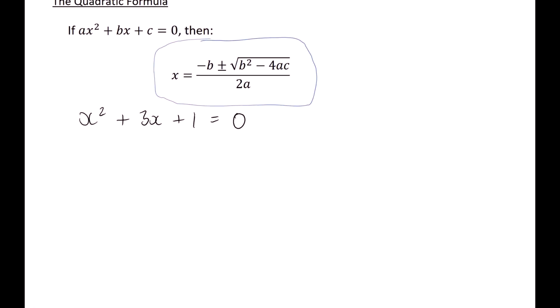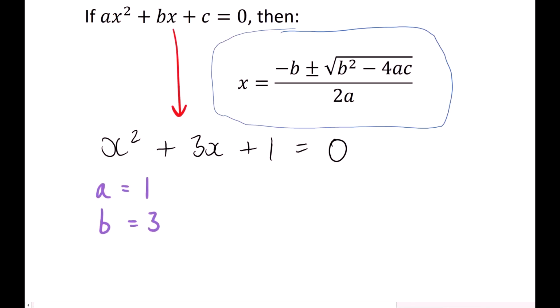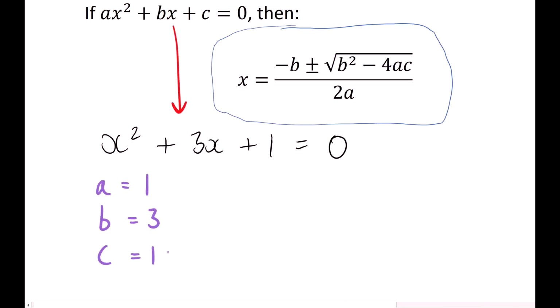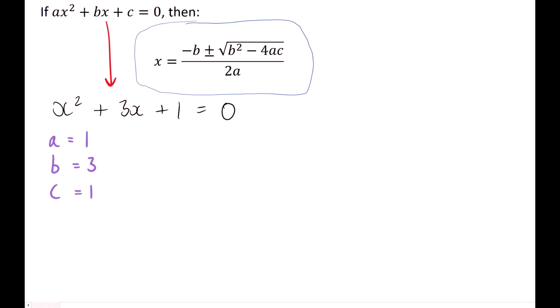So let's see how it can work. Let's go back to that question we just had, x squared plus 3x plus 1. I want to see how we can solve it. So we basically want to compare this layout to this layout. a is what's in front of x squared. If there is nothing in front of x squared, that means a equals 1. b is how many x's I have, which is 3. And c is the number by itself, which is 1. And to be fair, that's most of the work done.